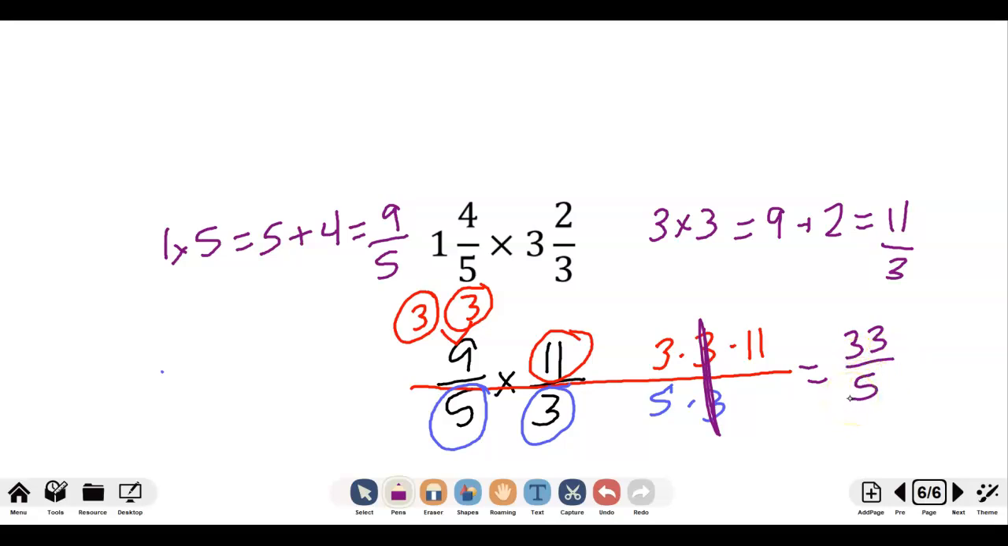So how many times will 5 go into 33? Well, I know 5 goes into 30 six times, so 6 wholes, and I've got 31, 32, 33, so I have 3 fifths left over. So my answer is going to be 6 and 3 fifths.